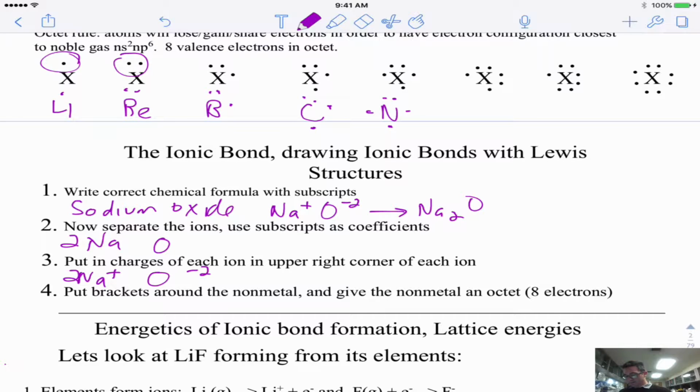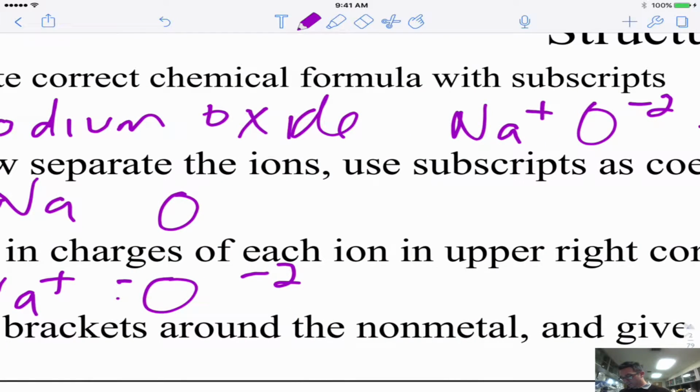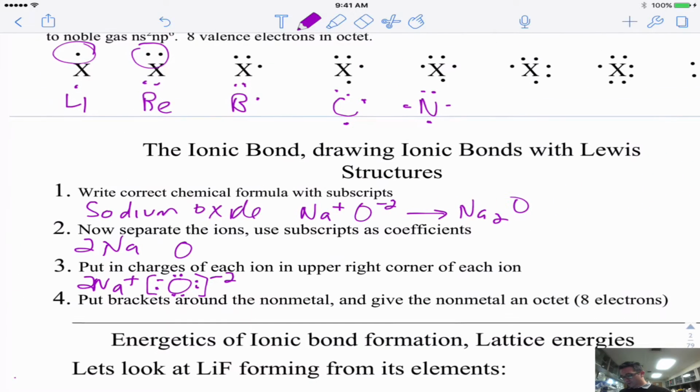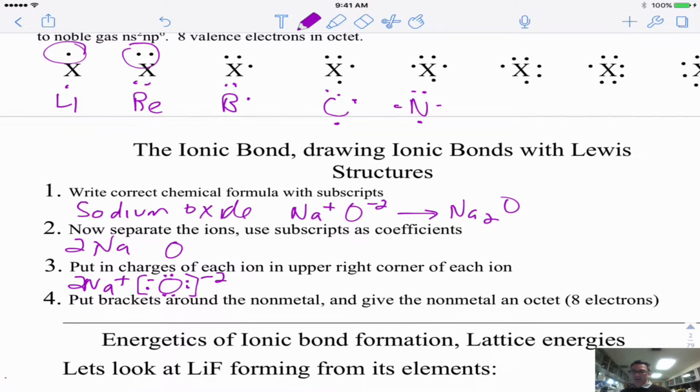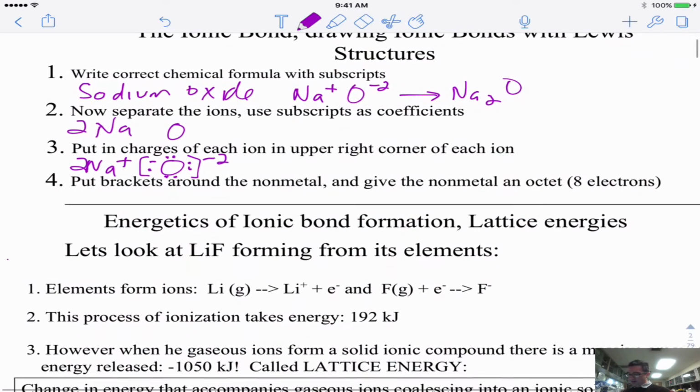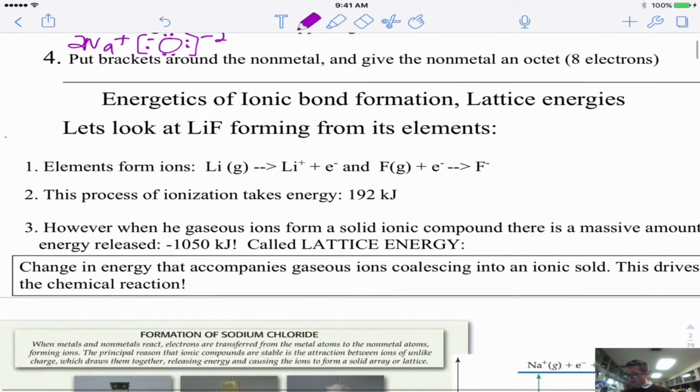And then, to save time, I put brackets around the O here. I'm not going to rewrite it. And I give the non-metal, which is O, the octet, and brackets. And so overall, what I'm left with is this: 2 Na+, and O in brackets with 8 dots, and a 2- outside. So we can practice some of those in class, but that's the general idea behind the ionic bond.